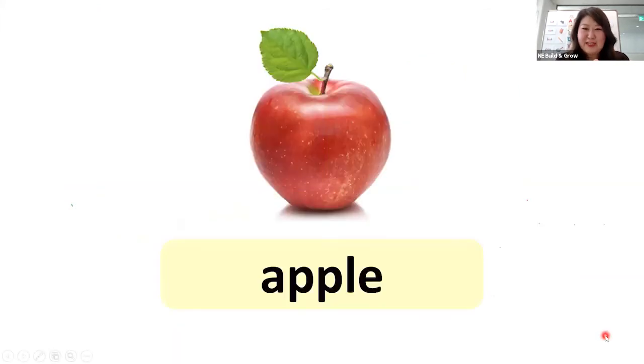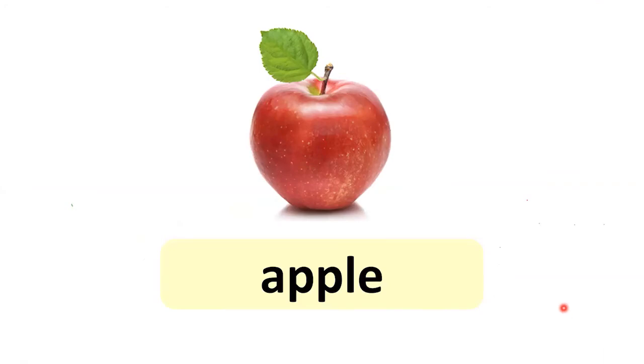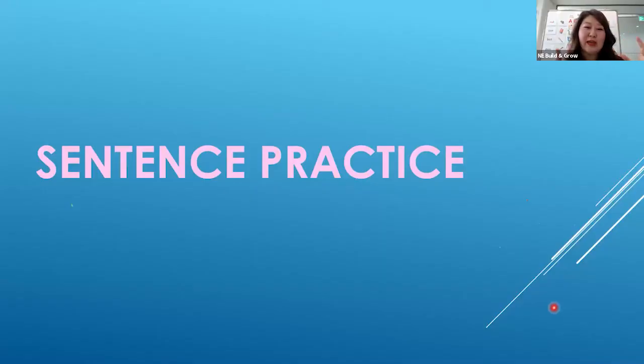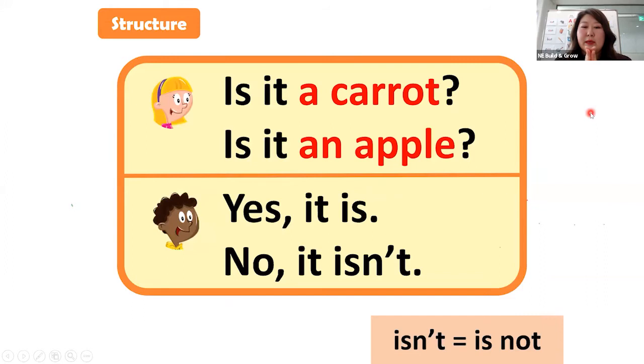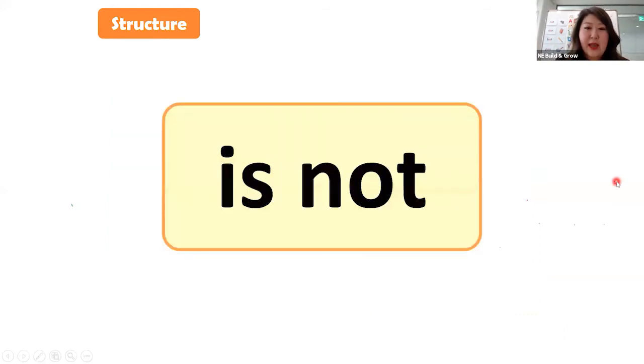Now, good job. You already did a great job. Apple. Good. Now we're going to go into sentence practice next. Here, kids are quite visual learners. So if you provide, for example, "isn't," they might be familiar with "is not," but "isn't" is not quite an easy format for them. So one of the things our editors do is try to visualize the sentence structure for the students.